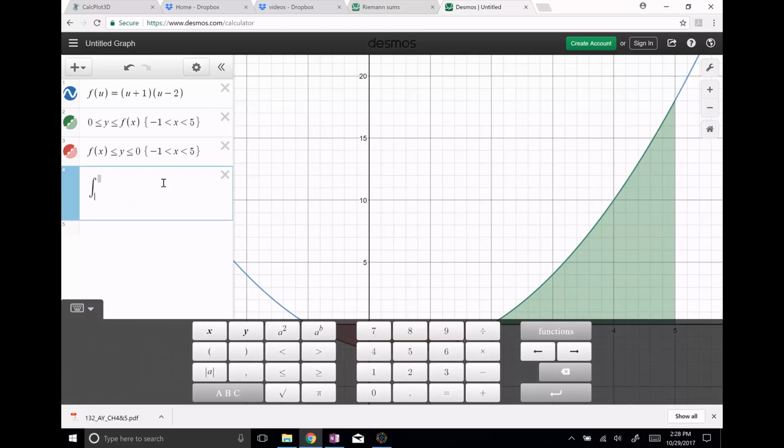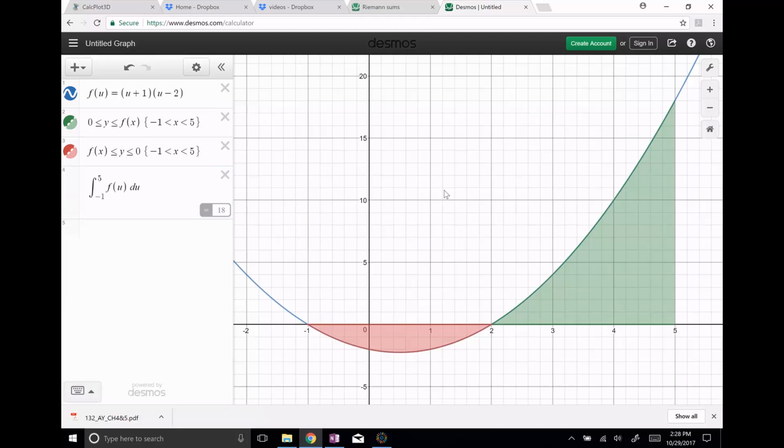Again, I'm going to use int for integral, and then we're going to evaluate from -1 to 5 of our function f of u du. And this is equal to 18. And so what this is telling us is that if we were to add together all of the area, all of the red area and all of the green area, the green area beats out the red area by 18 units. So there's more above the x-axis or u-axis than there is below. And how much more? Well, there's 18 more.